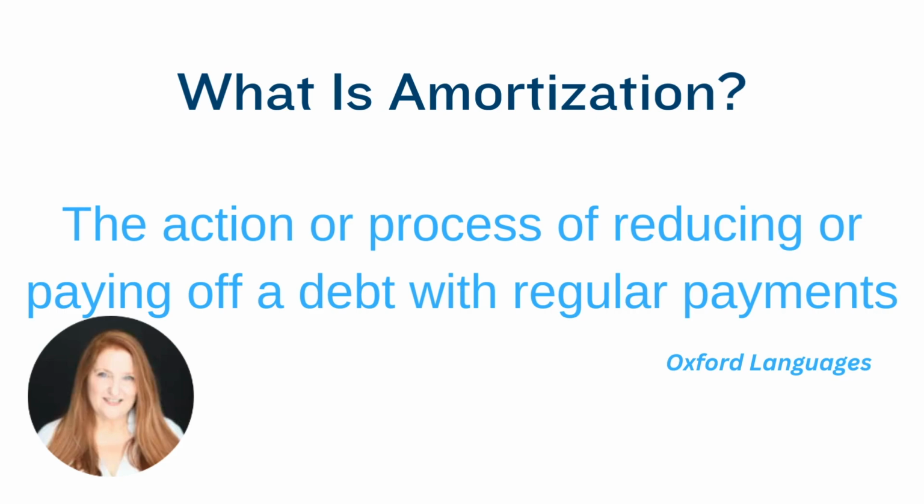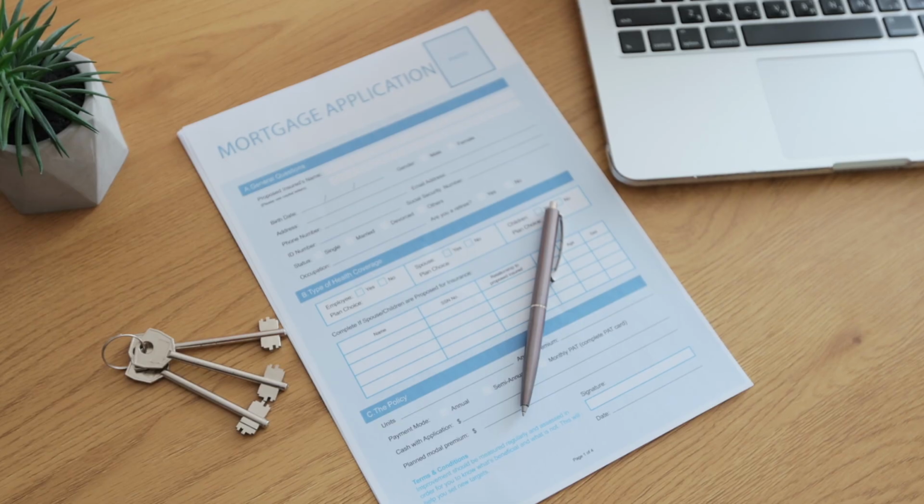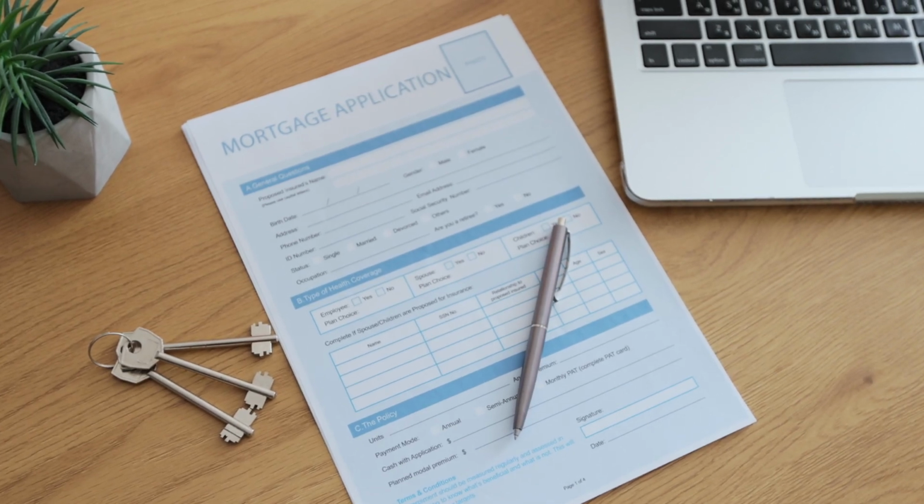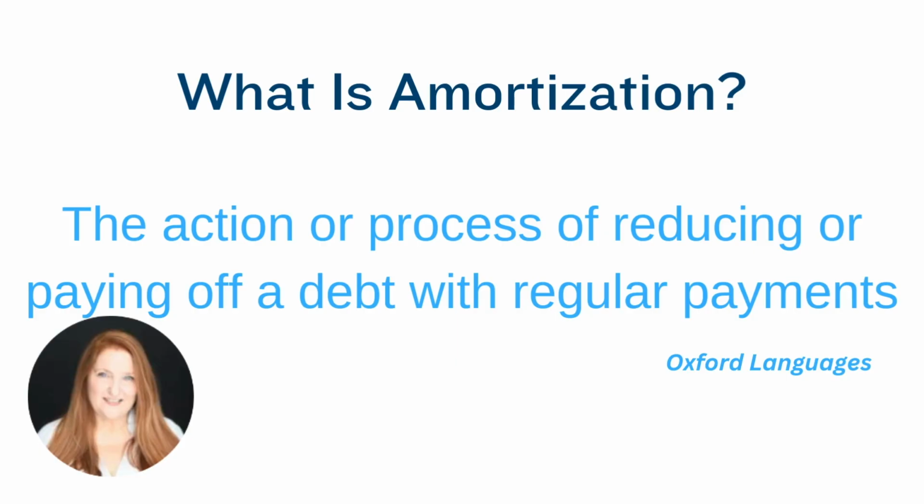I wanted to take a second and define amortization and why it's important for you to understand what it is and how to use it to your advantage. So, amortization is the action or process of reducing or paying off a debt with regular payments, specifically a mortgage loan in this case. So, we're going to look at some examples on how to use the amortization table and that process to save you money and time.